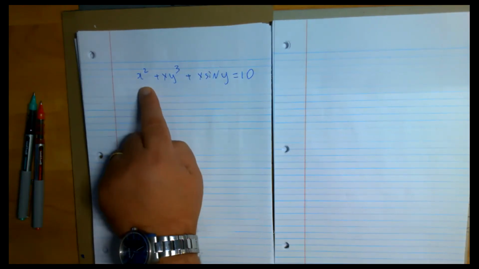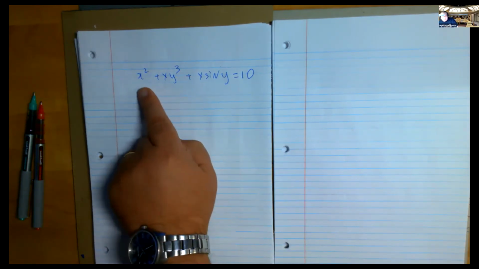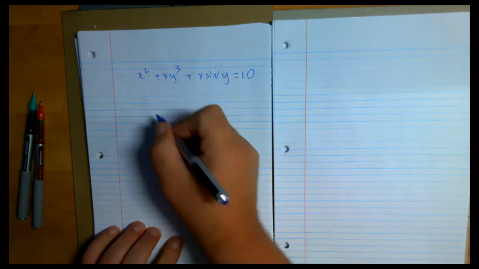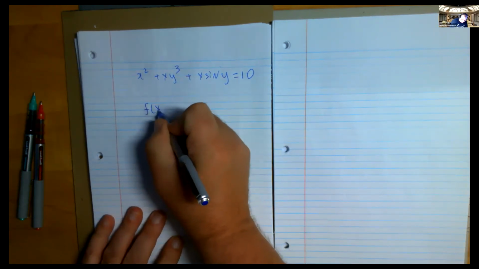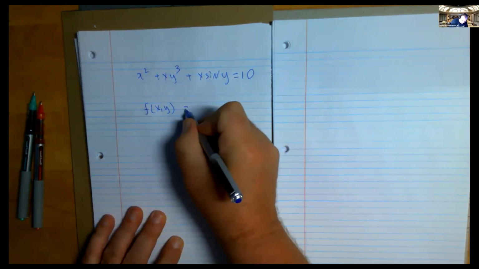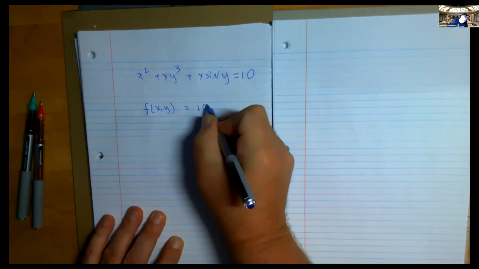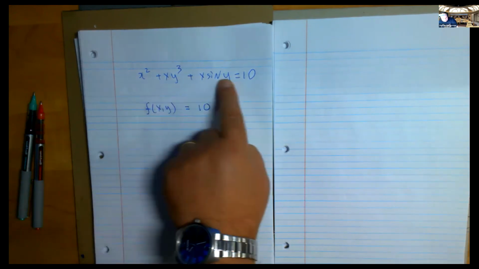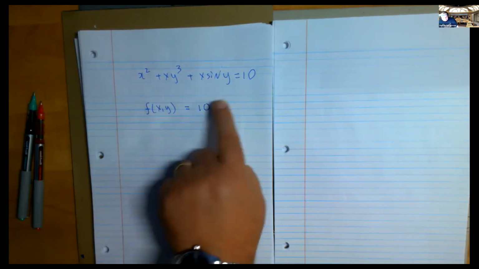This fella here would be an implicit function in Calc 1 world. Now, if I asked you to calculate dy by dx here, would you agree that that would be a lot of work? More work than you perhaps want to do. Yes. Right. So let's look at that by thinking of this being written in this format. This is a function of x and y, and it's equal to, in this case, 10.